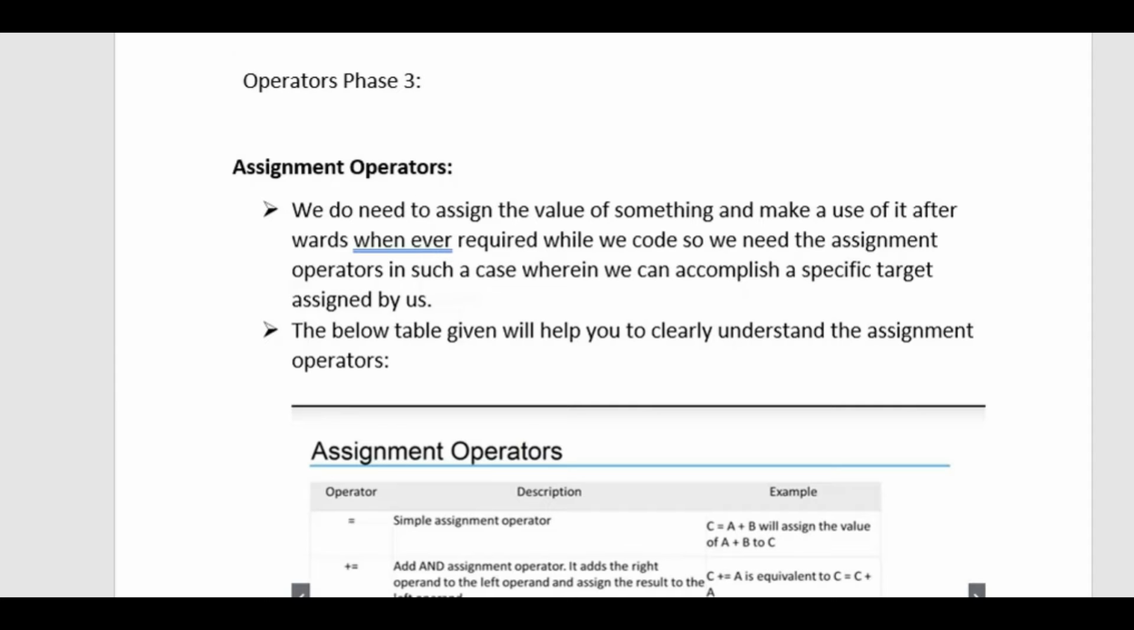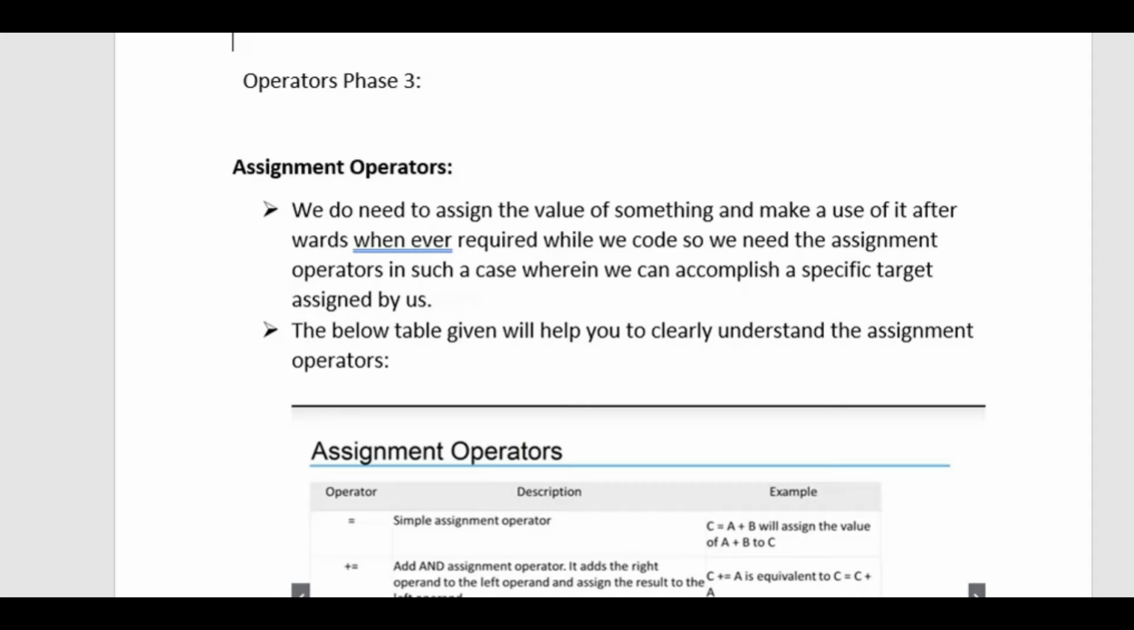In the previous video we were discussing the logical operators, the operators phase 2. So in this video we'll discuss operators and wind up the topic of operators by discussing assignment operators, relational operators and bitwise operators.